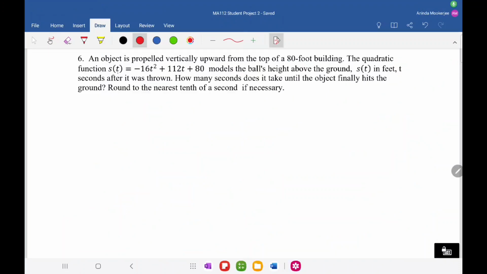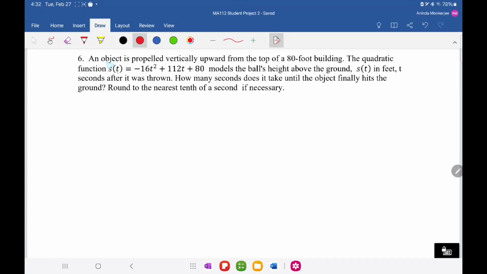Let's get working on question number 6, which is an application problem on quadratic functions. I'm going to first read through the problem and then I may break it up in parts and reread it to understand what they are asking for.